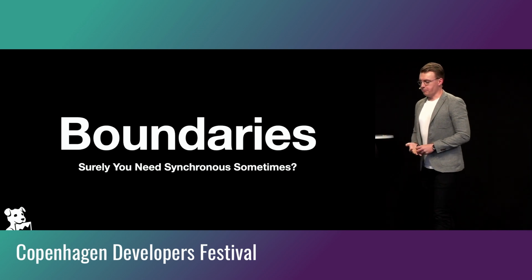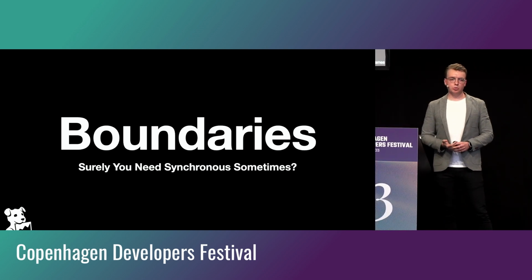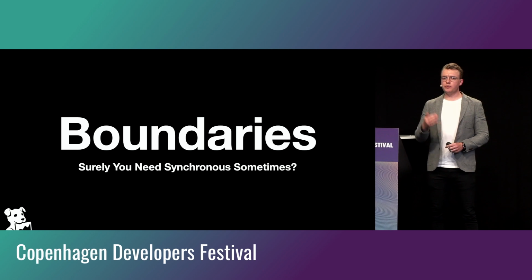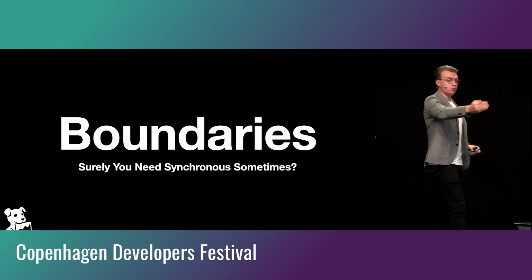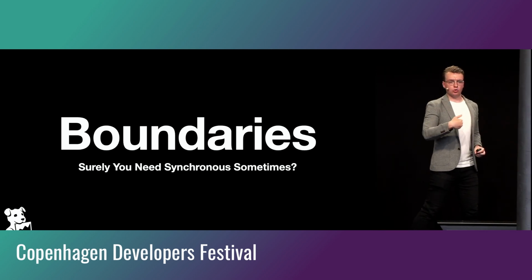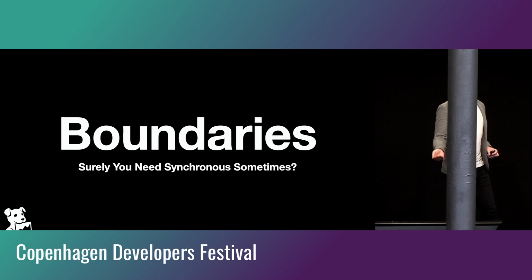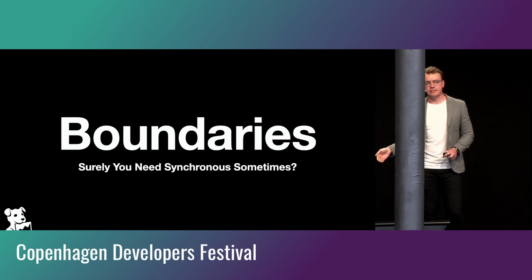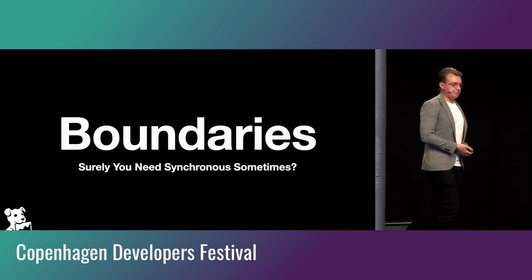So the other thing I want to talk about is boundaries. Surely somewhere, somehow, you're going to need synchronous. We've already talked about making synchronous calls out. What about synchronous calls coming in? Maybe your mobile app, maybe your web app. That probably doesn't talk event. So how do you deal with that?